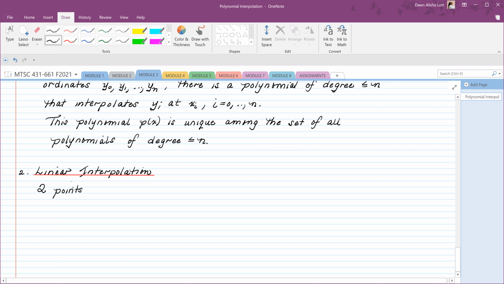And with my 2 points, I have some point x naught, y naught. And I have another point x1, y1. And linear interpolation says we are going to draw a line between these two.